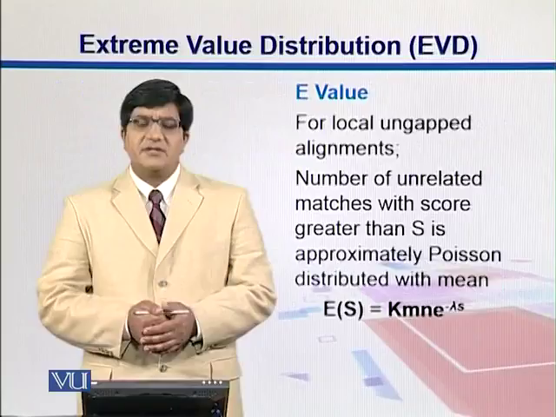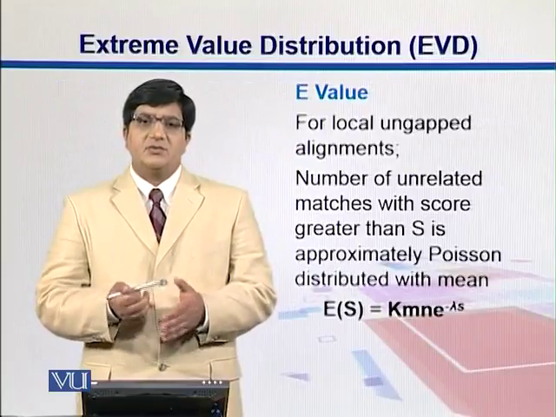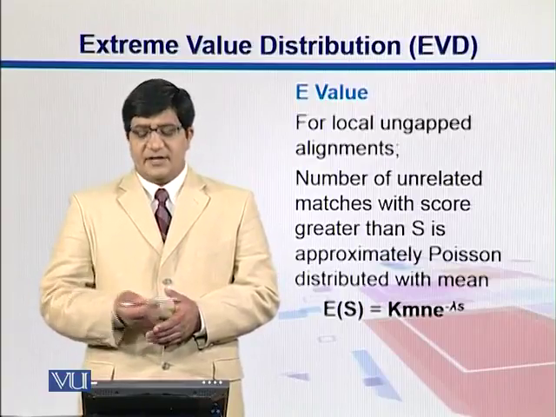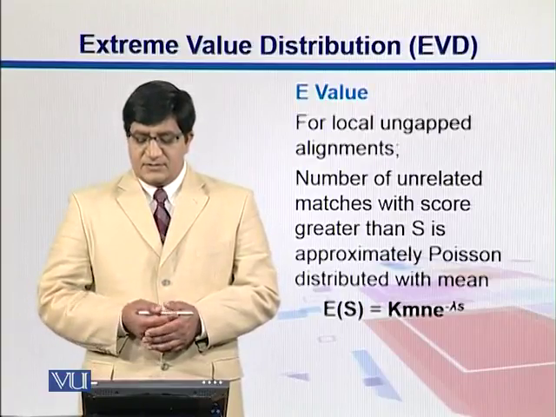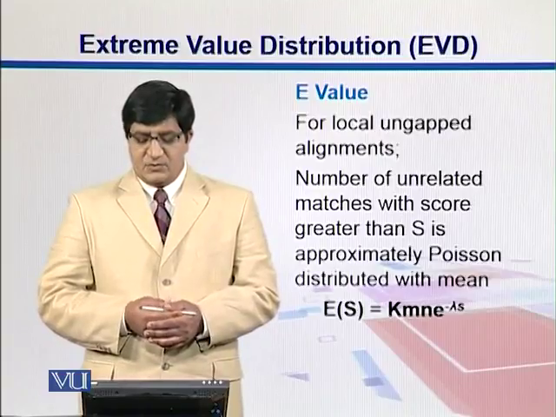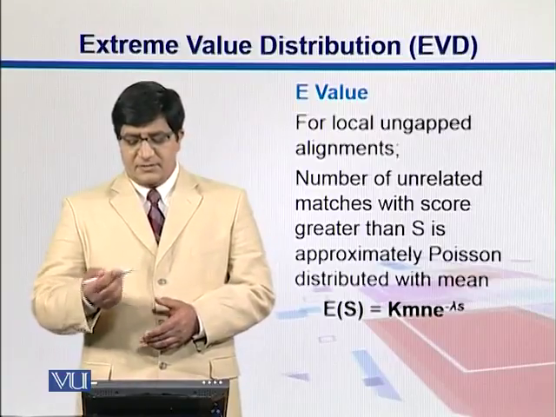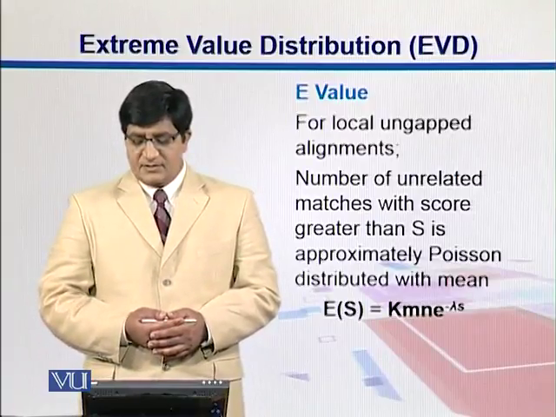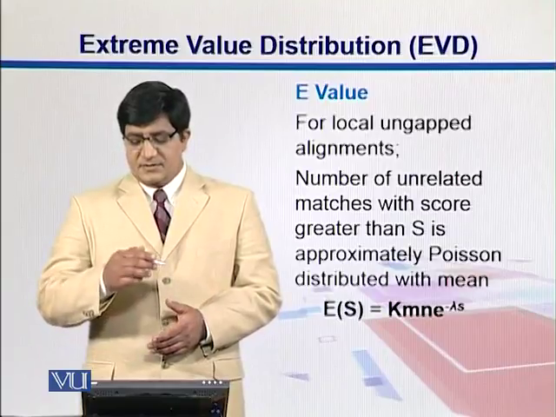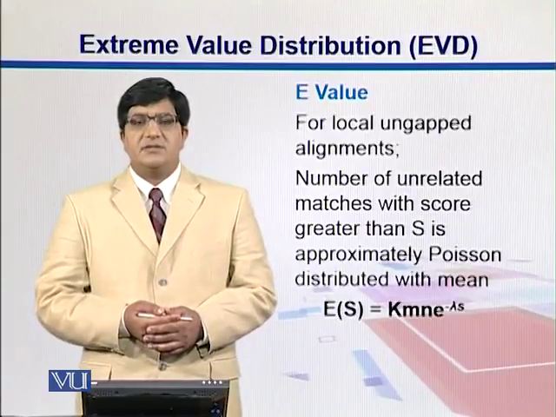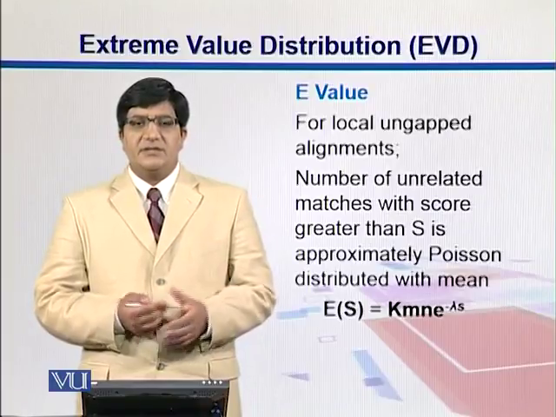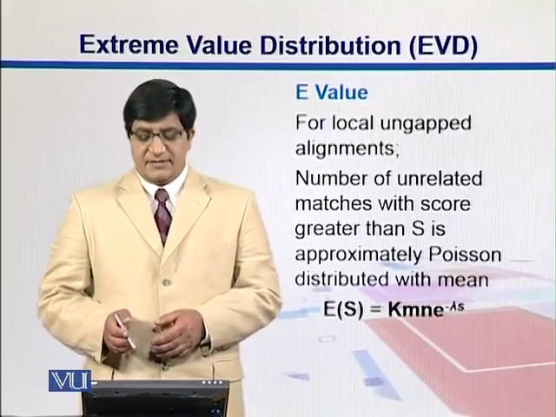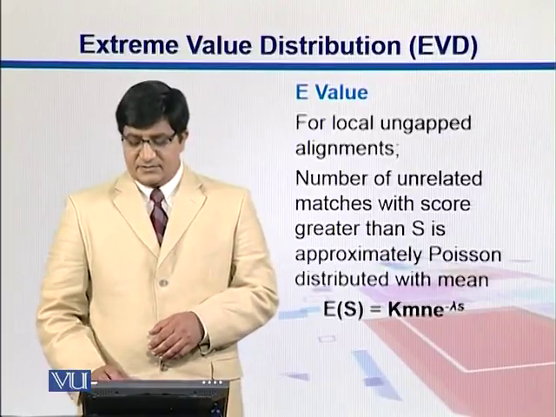There is another parameter called the E-value, which is related to HSPs, or how many significant high scoring pairs we are getting. The number of unrelated matches with score greater than S is approximately Poisson distributed with a mean E = K m n e^(-lambda S). That relation tells us the mean, or the expectation value, for how many high scoring pairs we will get. That is what we call the E-value.